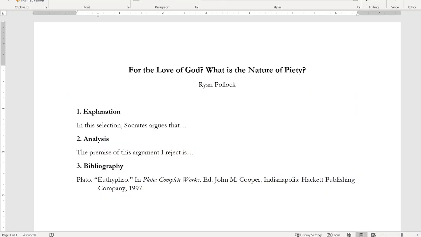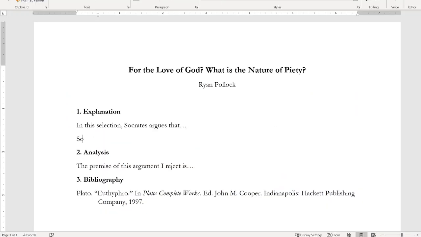So let's say I was saying, Socrates claims that the love of the gods does not define piety, right? So this is a claim that Socrates makes, and we'll get to this in a second. It's not a direct quote, right? This isn't a direct quote from the text. I'm just saying that this is a thing Socrates thinks.